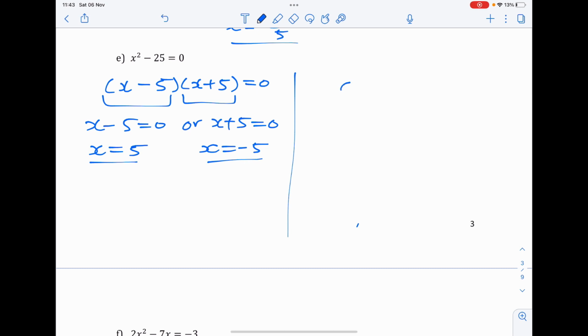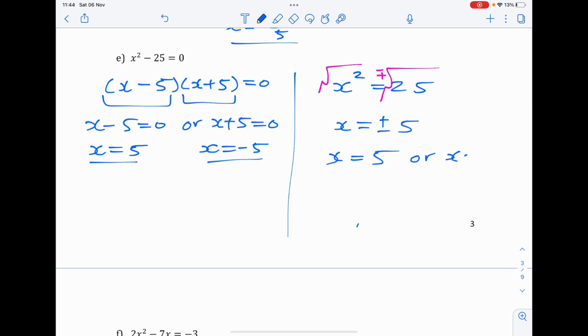The other method would be if we took the minus 25 to the other side, so it becomes 25, and then we square root both sides. But what happens when you square root is you have to put plus or minus, because the original number could have been positive or negative, because a positive times a positive gives us a positive, and a negative times a negative gives us a positive. So we're not sure if it was originally a negative or a positive, so we have to put both. So then your solution here is x is equal to plus or minus 5, and written out it's x equals 5 or x equals minus 5.